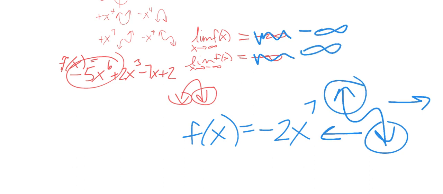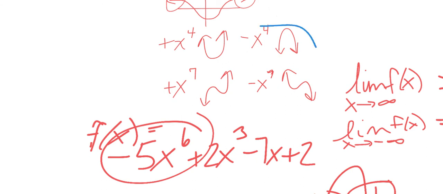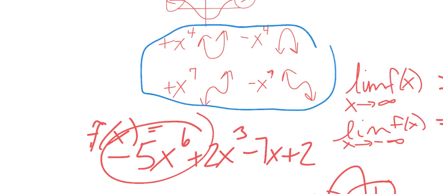So that's how we can do end behavior for a lot of things that we don't need to graph, just based on the general odd, even, positive, negative stuff we talked about last packet. That's all going to come into play tomorrow.